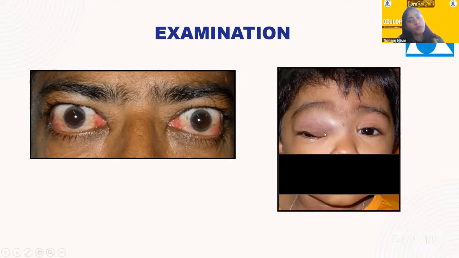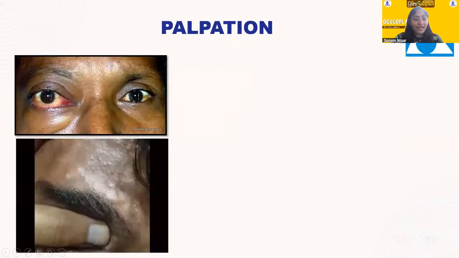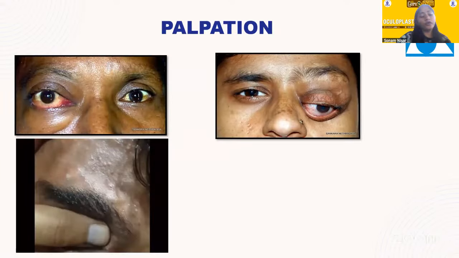You can see that there is a superior orbital mass, but you also look at the engorged veins there. And that might give you an idea that this is probably a vascular lesion on palpation. Besides that, we have to then go on to the examination of the mass. So you palpate all the orbital rims, you palpate the mass.